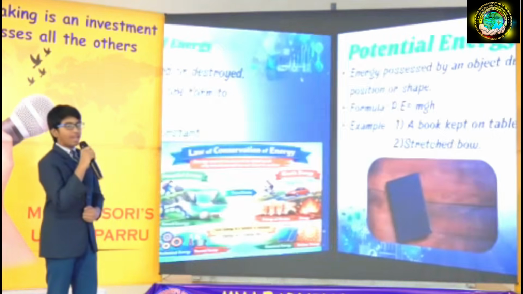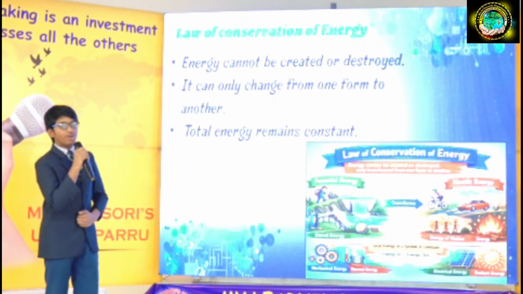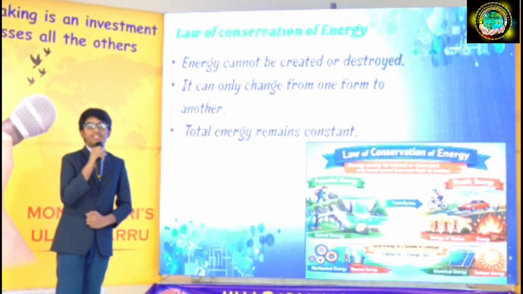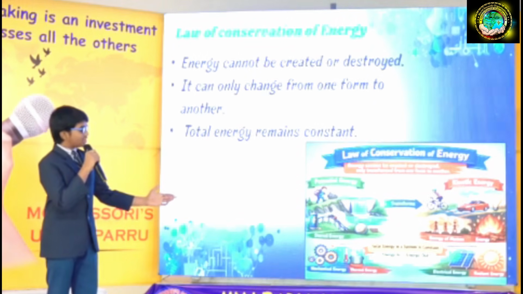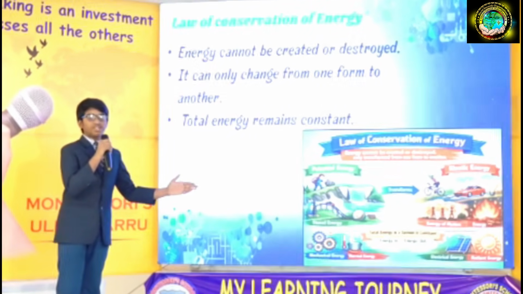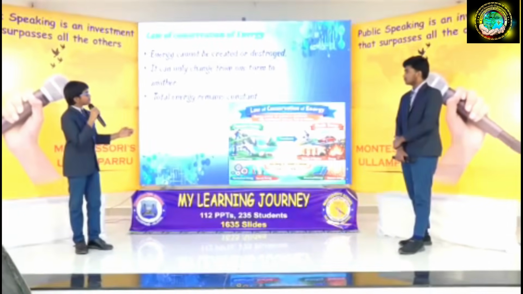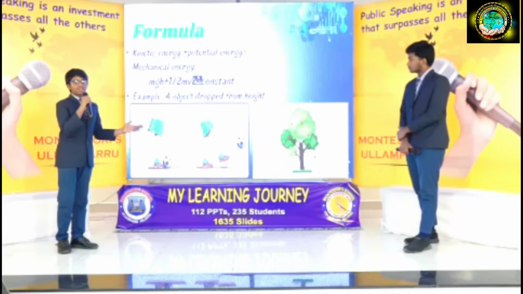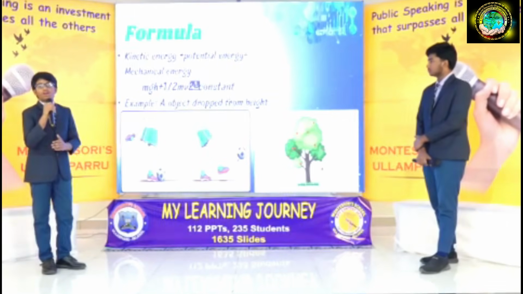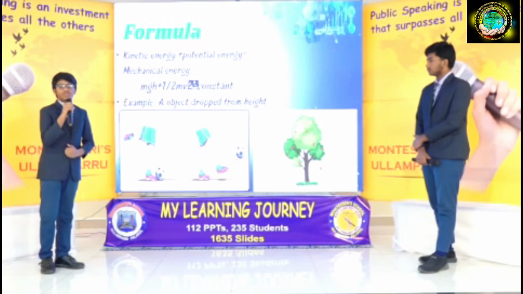Let us discuss about an interesting and a universal topic, law of conservation of energy. The energy cannot be created nor destroyed, and it can only change from one form to another form. The total energy remains constant. In this picture, we can see that kinetic energy changed to potential energy or potential energy changed to kinetic energy. Let us discuss its formula and some examples. Formula. Here we already discussed that KE plus PE is equal to total mechanical energy, which is constant. In mathematical terms, mgh plus half mv square is equal to constant.